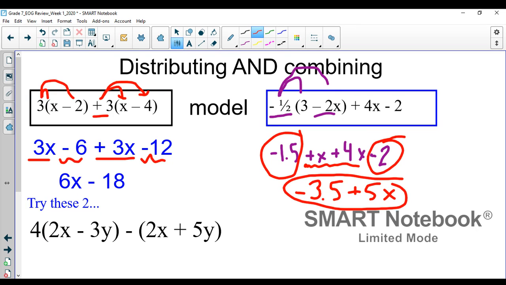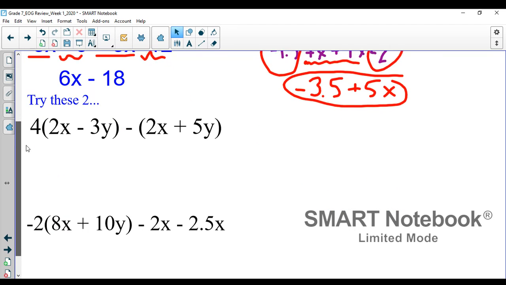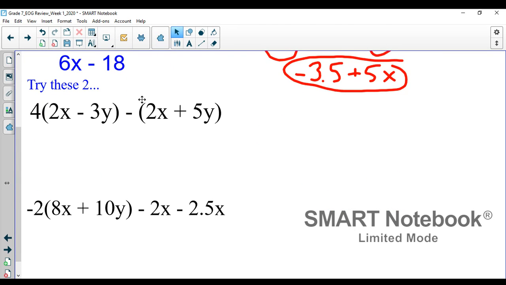So the difference between these two examples here is on the left-hand side, I had to distribute twice. I distributed the positive 3 here, and I distributed this positive 3 here. In the example on the right, I distributed my negative 1/2 both to positive 3 and negative 2x, but there was nothing to distribute here. This just dropped straight down. So using those two examples, go ahead and pause the tape and then try these two problems, and we'll go over them together.